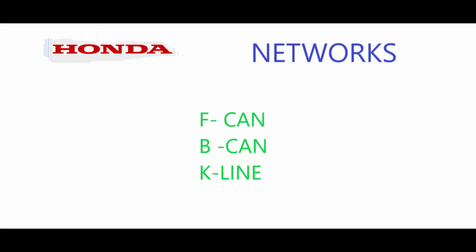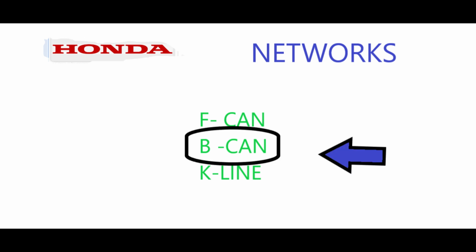B is the network that it's called, which is the interior bus. Now the K line is for diagnostic communications for the scan tool communicating with certain modules. The FCAN is powertrain, engine module, ABS, etc. This is a diagram I put together of the B network, and it's not everything, but it's some of the main modules on that network.